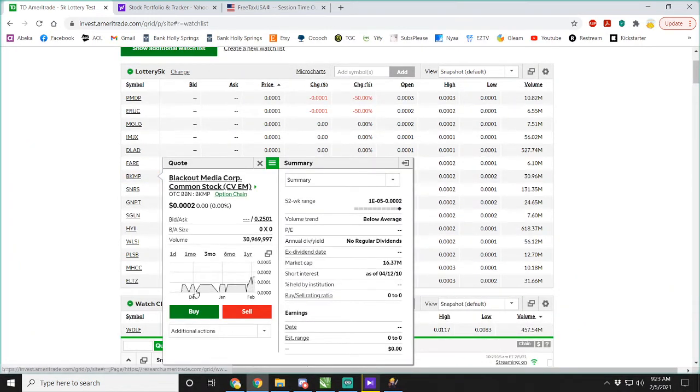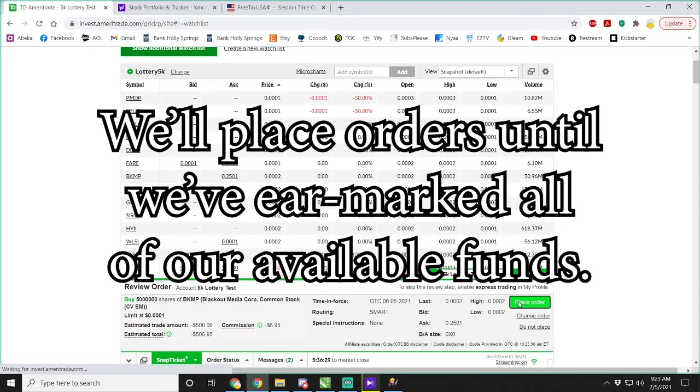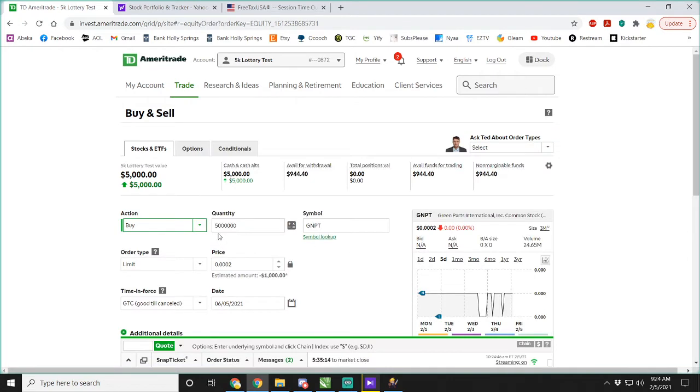Which means that we'll go ahead and put our buy orders in. We're going to offer 1/100th. If it goes through, it does. If not, it doesn't, and so be it. It rejected. Did we use up all of our money? Yes, we did. So let's change that order. We have 944 available, so we'll make it 4 million shares. We'll make it 4.5 million shares.